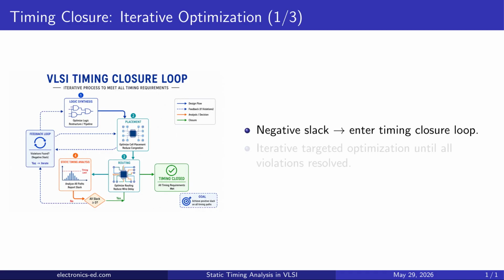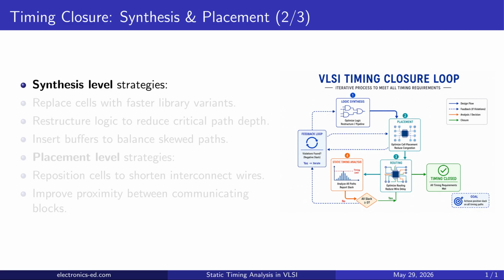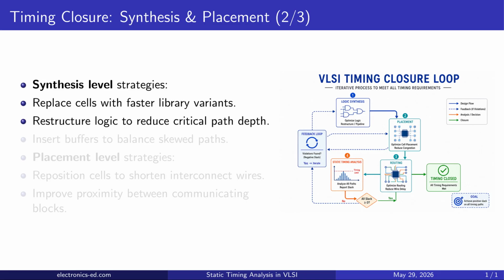If we see negative slack, we enter the timing closure loop. This is an iterative process of targeted optimization until all violations are resolved. At the synthesis level, we have several strategies. We can replace cells with faster variants from the library, or restructure the logic to reduce the depth of the critical path. Inserting buffers can also help balance skewed paths.